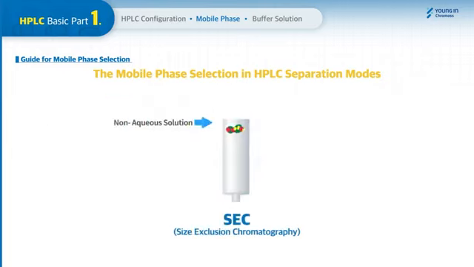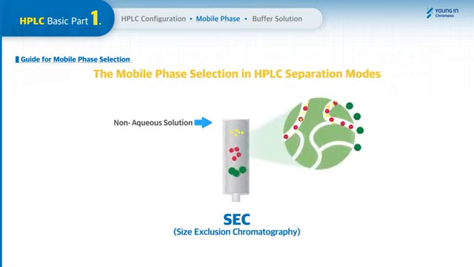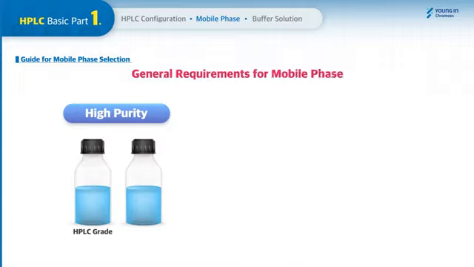Size exclusion chromatography, SEC, is also called gel permeation chromatography. The analytes are separated according to their molecular size. The mobile phase is an organic solvent, a non-aqueous solution that can dissolve the sample and maintain consistent viscosity at operating temperature. Keep in mind, there are general requirements for the mobile phase that can affect the selectivity.